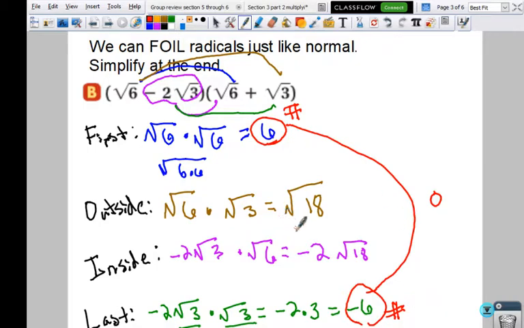On this outside, I have square root 18, right? And I have another square root 18 right here. These are going to match up, and we can add them together. There's a 1 in front, right? 1 plus negative 2 is negative 1. I have negative 1 square root of 18.